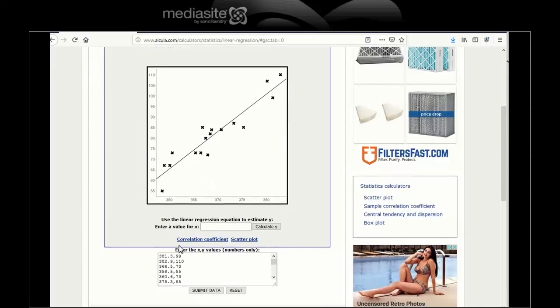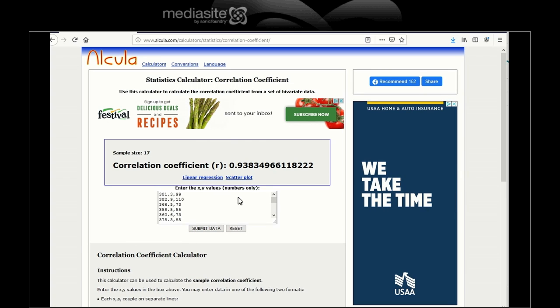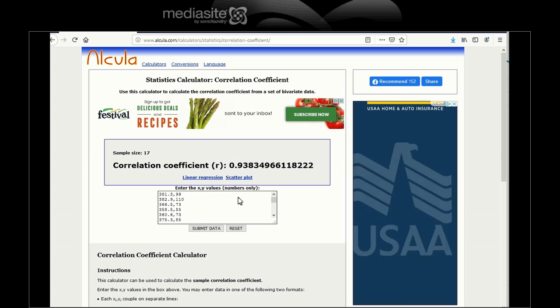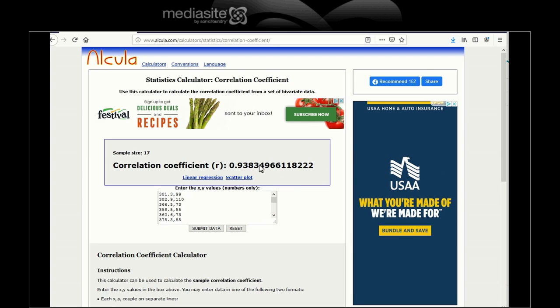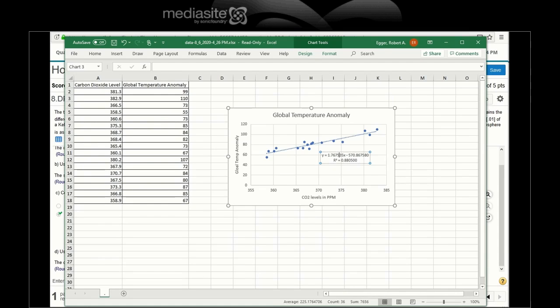Now this guy says 0.9383 when you round it to four places. Yep. But we don't have that. We have R squared here. On Excel, we get R squared. Well, that's just the value of R times itself again. So I can get back to R by making a little equation.